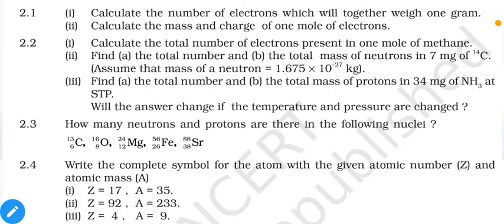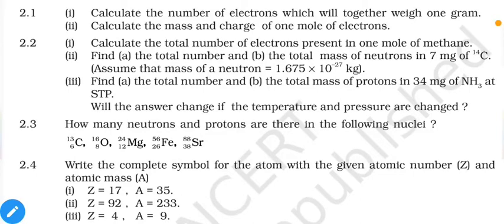So we know that the charge of a single electron is 1.6022 into 10 raised to minus 19 coulombs. So multiply the charge of a single electron with 1 mole, so you will get around 96,500 coulombs, which is the charge of 1 mole of electron, and this value is also known as Faraday.